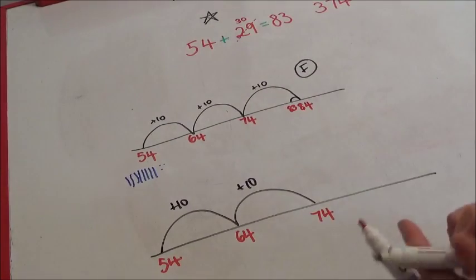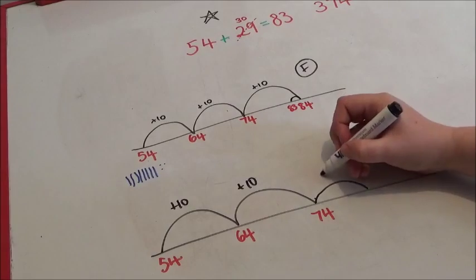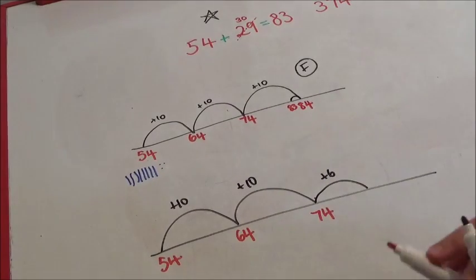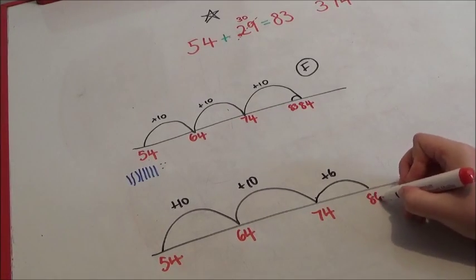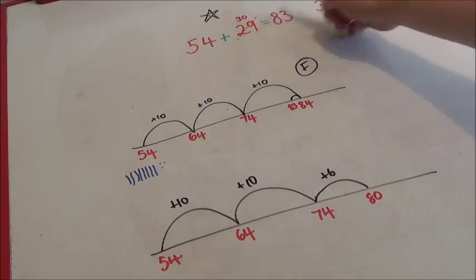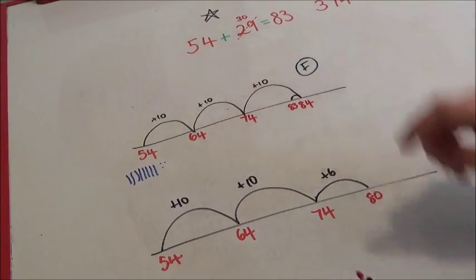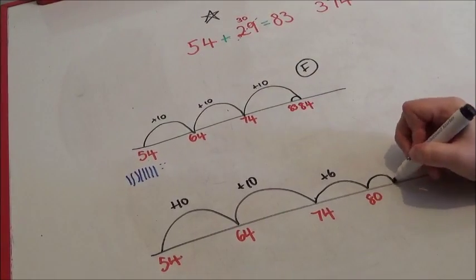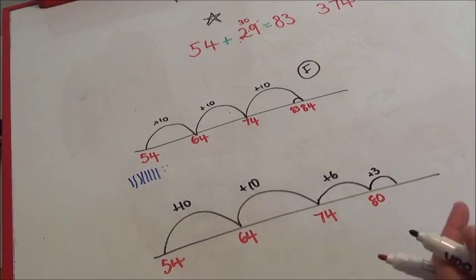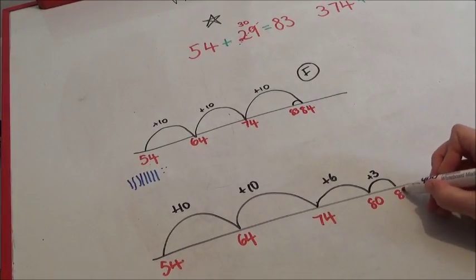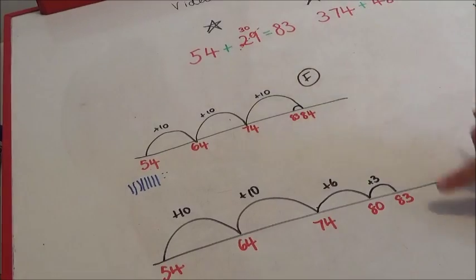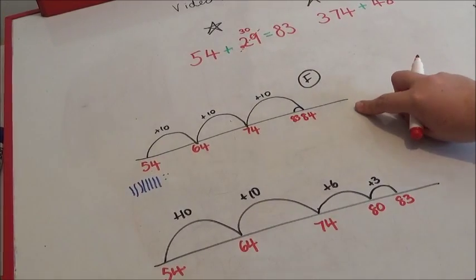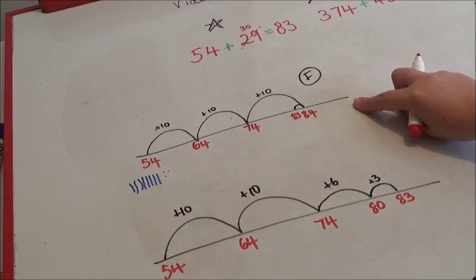I know that 4 add 6 will get me to 80. I also know that 9 is made up of 6 and 3, so I need to add on the rest of the 3 to get me to 83. Same answer. This just took less steps, therefore was more fluent.